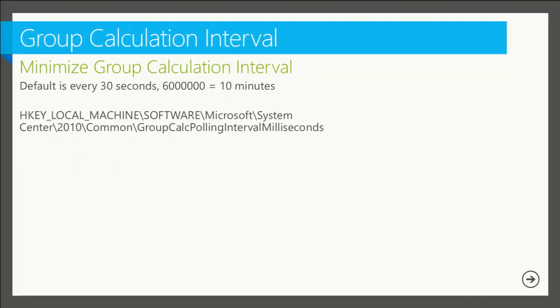Minimize the group calculation interval. By default, it's 30 seconds. If you have a lot of users, that's going to hammer the system. Change it to something much more reasonable, like 10 minutes. Otherwise, you're going to have one running and the other one won't finish. So you have all sorts of group calculation intervals, and the system keeps getting slower and slower because they're all trying to run within the 30-second interval, and it can't keep up.